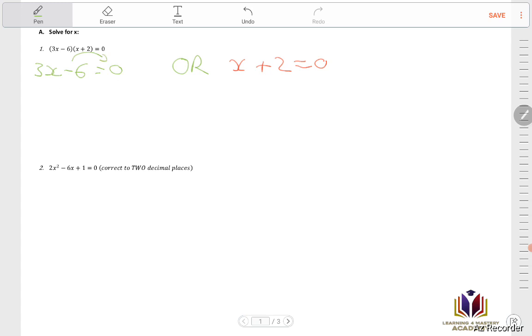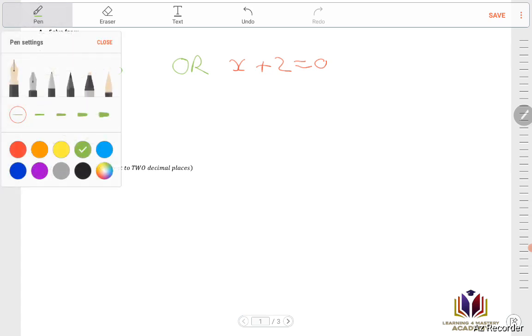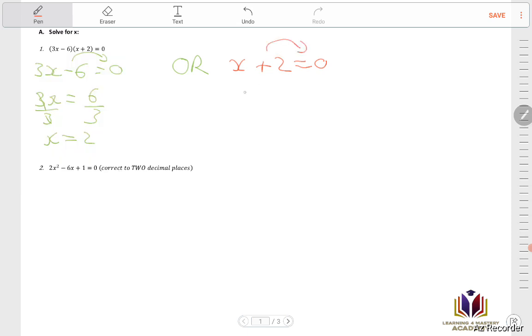Let's start with the 3x minus 6. Transpose the 6 to the other side. You're going to have positive 6. You divide both sides by 3. x ends up being equal to 2. And then on the other side, you're just going to transpose the 2 to the other side. It gives you negative 2. Okay. Now, this would be your solution.